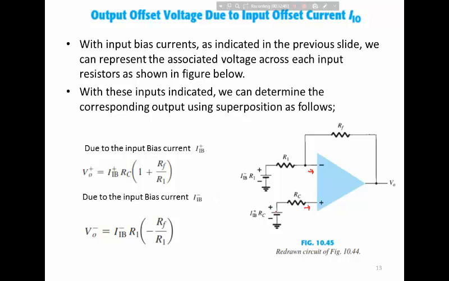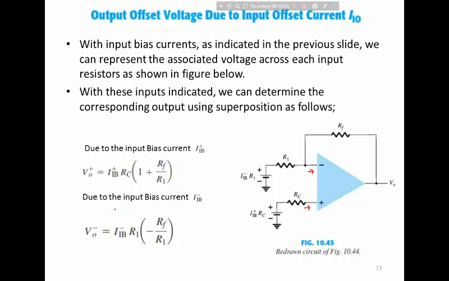So first of all, if we consider this voltage and turn it equal to 0, then this becomes a non-inverting amplifier with input applied at the non-inverting terminal, and this terminal is grounded. So the output will be equal to the input times the gain, which is 1 plus RF over R1, and the input is IB plus into RC.